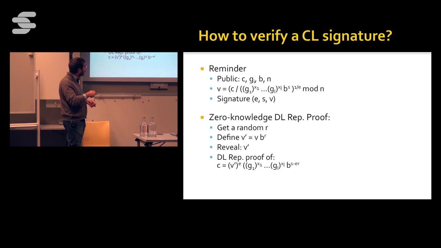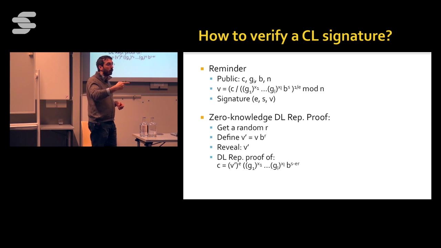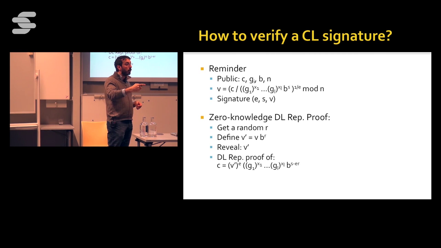And if I can prove to you that C has that form, then it must be the case that I have this V in that valid form, and therefore I have a valid signature, but I'm not telling you which one it is. Okay?